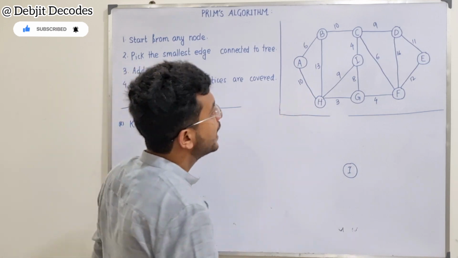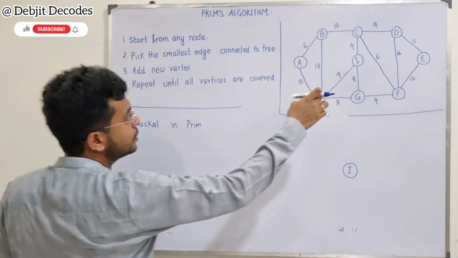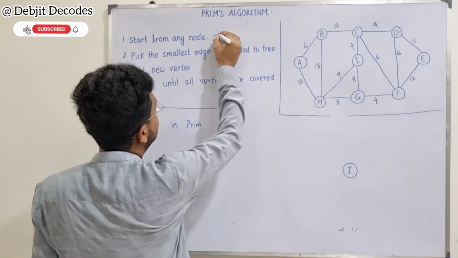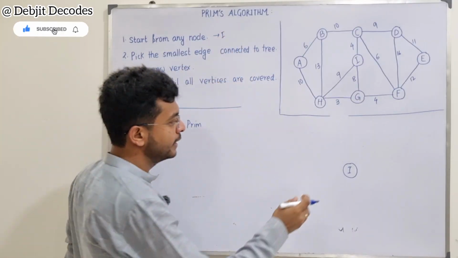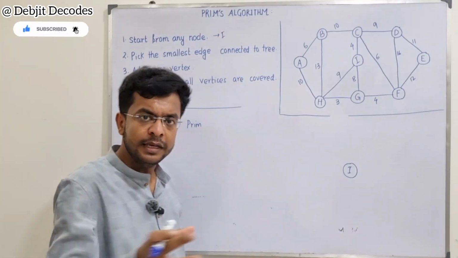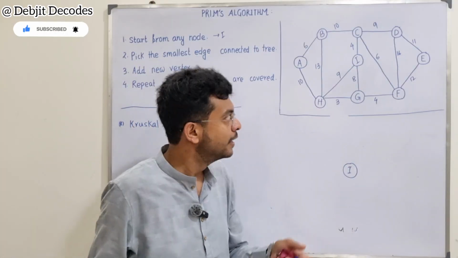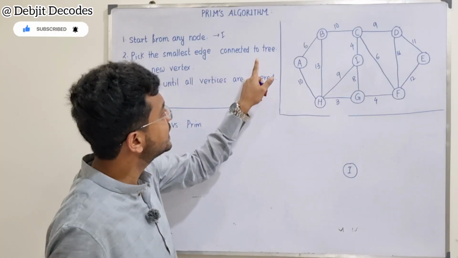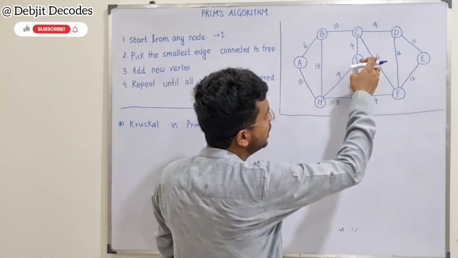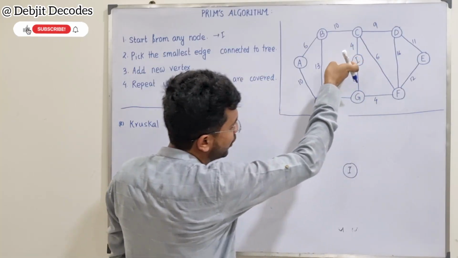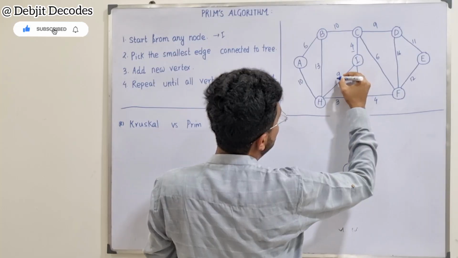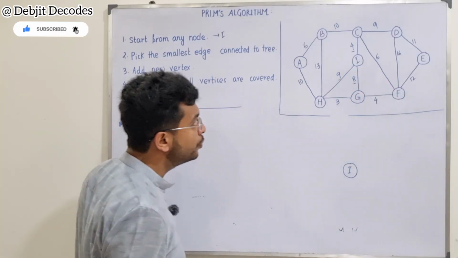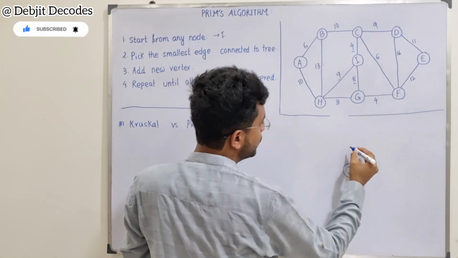Now what will I do? I have started with any node, and I have started with I. This is the starting vertex. Now pick the smallest edge connected to the tree. Now this is the tree, there is only one node. This is also a tree, right? So we will pick the smallest edge connected to the tree. What is the smallest edge connected to the tree? There are three edges coming out of I, this one and this one. So we have three options, 1, 2 and 3. Which one should we pick? The smallest one, right? So what is picked?